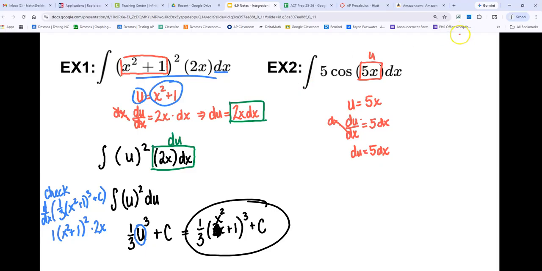Do I have a 5 with my dx? I don't, but could I put one with it? Can I take this 5 right here and just move it over here? That would be okay, right? So I'm going to go a little overboard and actually rewrite it. I've got cosine of 5x, and then I'm going to move that 5 over here with my dx. So this right here is my u, and this stuff right here is my du.